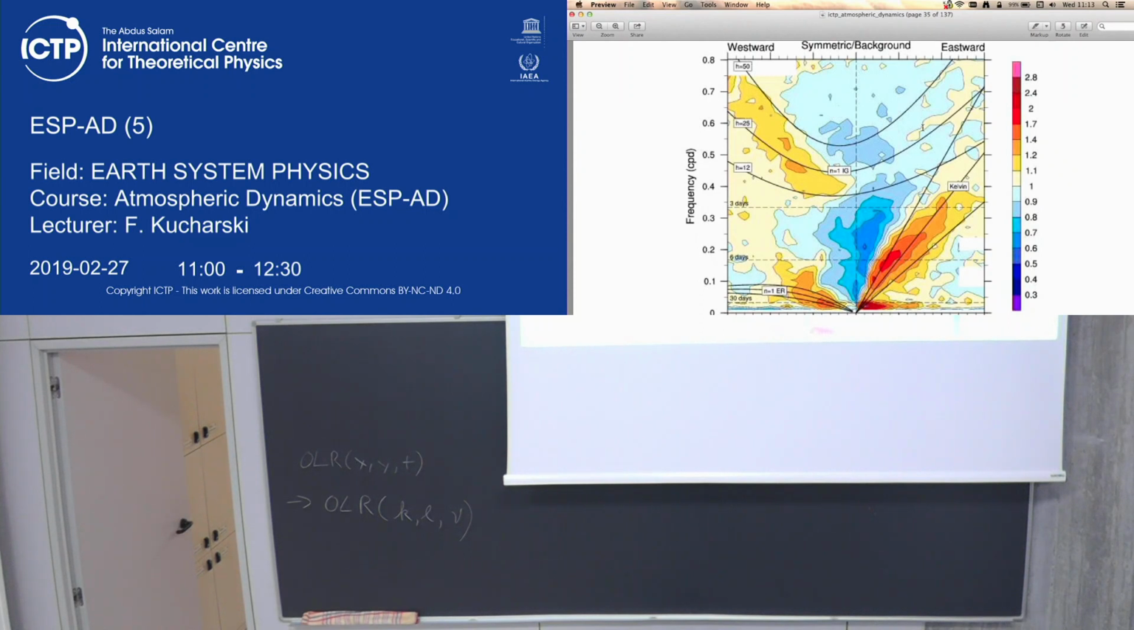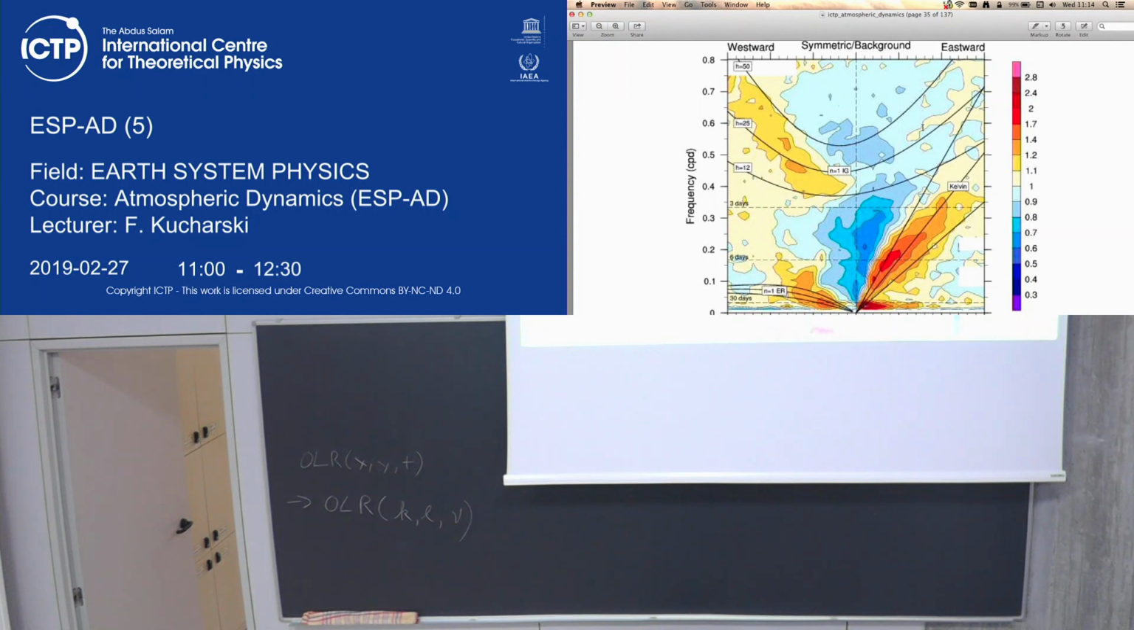This picture you find if you look for a power spectrum of tropical waves. If you go on Google, you will find pictures like this. Some of them are based on OLR, some of them are based on other quantities. Often they look very similar.